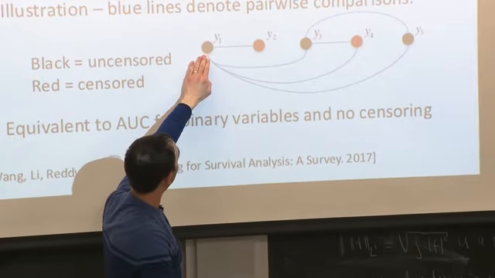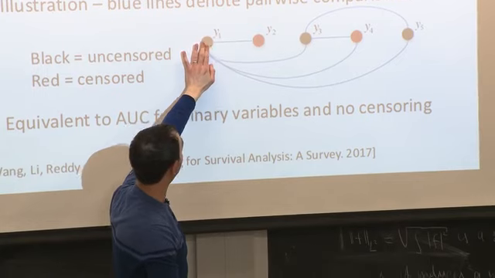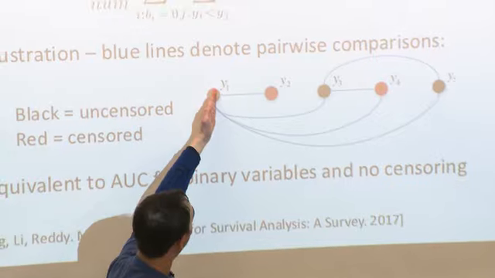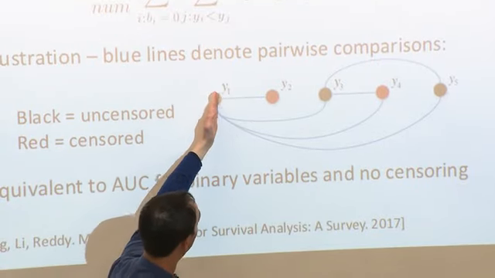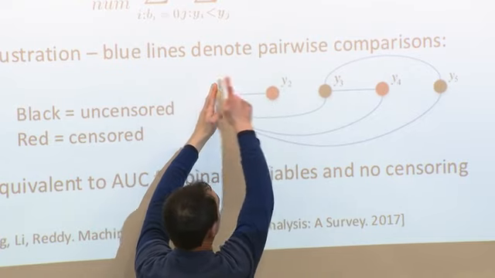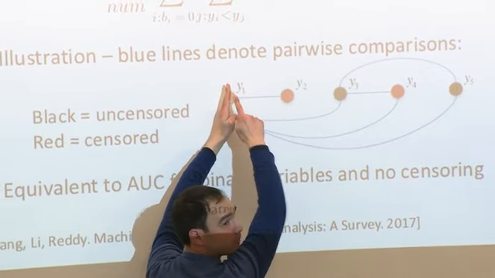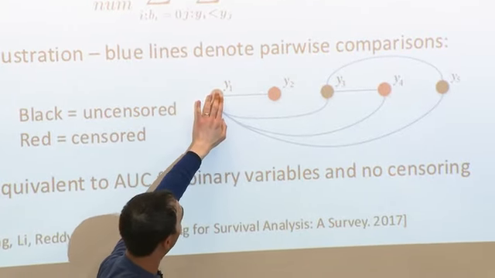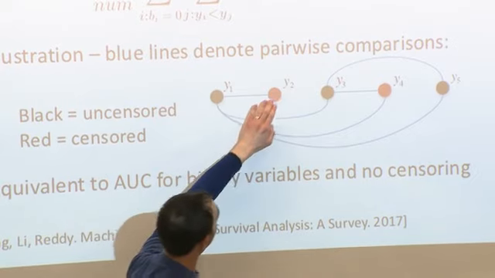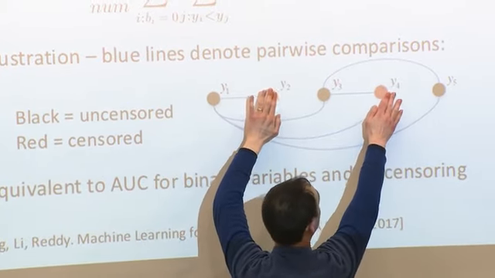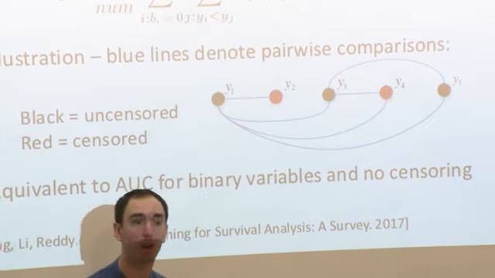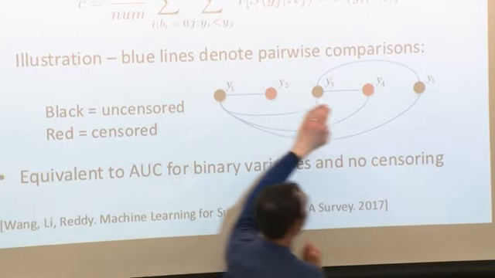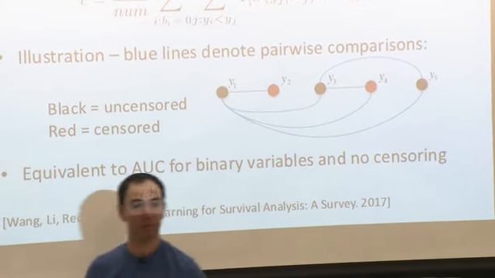gives that the probability that this event happens by this time should be larger than the probability that this event happens by this time, because this actually occurred first. And these two are comparable to each other. On the other hand, it wouldn't make sense to compare y2 and y4, because both of these were censored data points, and we don't know precisely when they occurred. For example, it could very well have happened that event 2 happened after event 4.